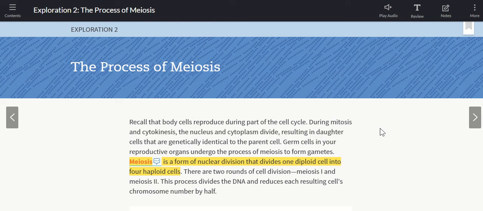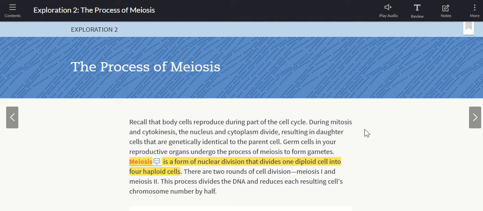In this video, we're going to look at Unit 7, Lesson 1, Exploration 2. We're going to continue our conversation about the process of meiosis. If you remember back to Exploration 1, we were looking specifically at chromosomes and the idea of homologous chromosomes, where we have chromosomes from each parent that are the same size and shape. They contain different details, but they contain the same types of information.